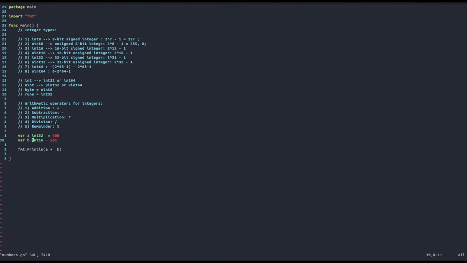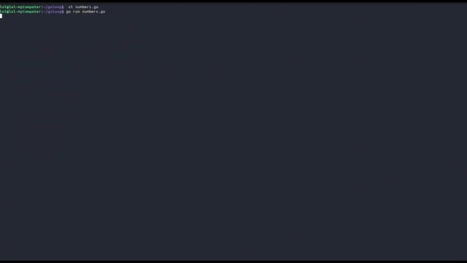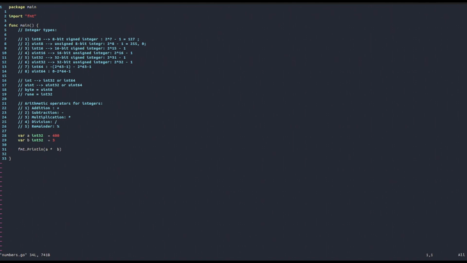Now let's try and also see multiplication. So let's now convert both of them to int32. Let's set this equal to, for example, 3, and then let's print out their product. And as you can see, this yields their product. And lastly, let's also see division.